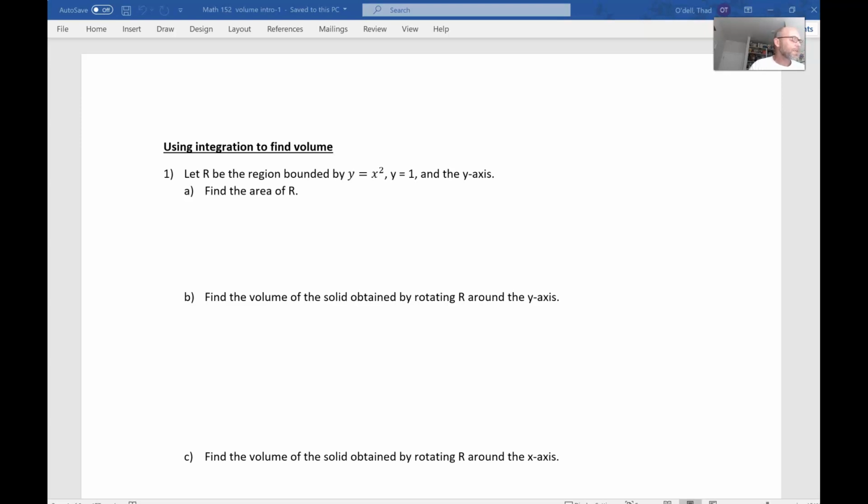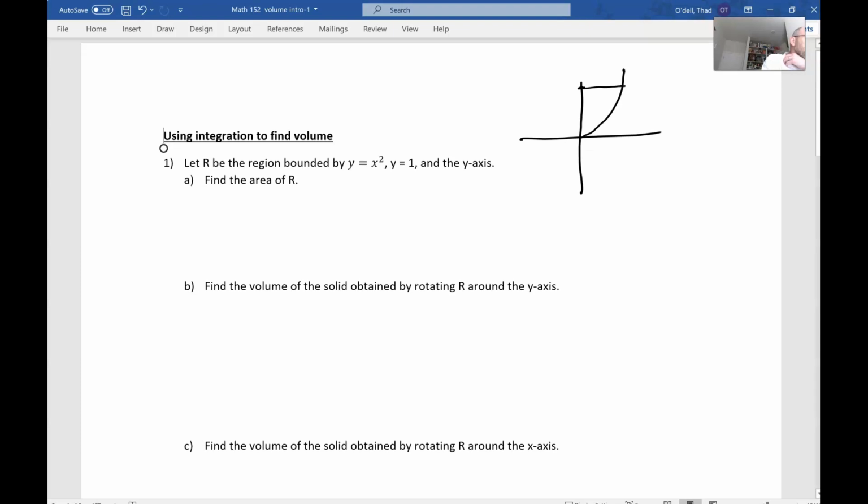So this first part, we're going to ease into it. It says let R be the region bounded by y equals x squared, y equals 1, and the y-axis. If we draw a little picture of that, y equals x squared looks something like that. Y equals 1 would be right about there, and the y-axis. So we're talking about this region inside here. The y-axis is one of my borders, y equals 1 is another, and y equals x squared is the other border. So there are 3 borders, and it defines a region.